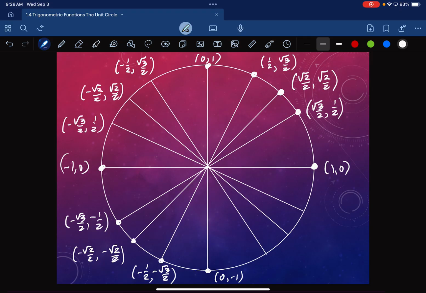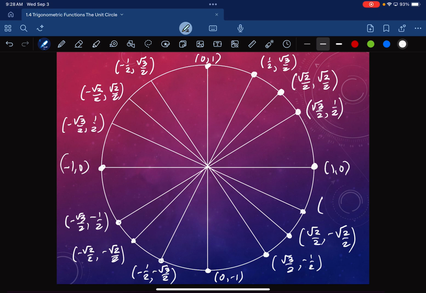The first one in order right here would be negative square root 3 over 2. I didn't say that right. Positive square root 3 over 2. My apologies. And then negative 1/2. That's the one we want. So just the y is negative. The next one is square root 2 over 2 and negative square root 2 over 2.